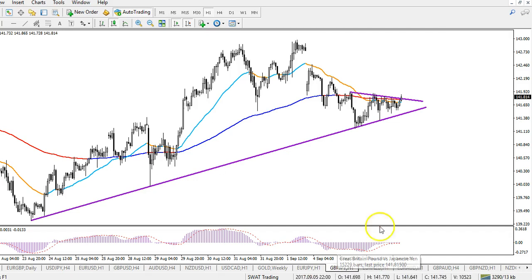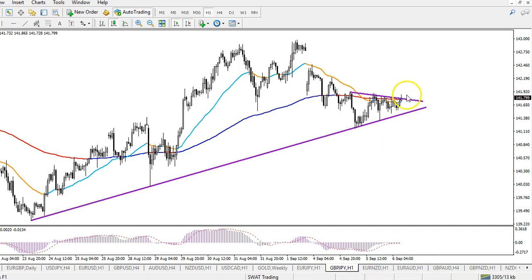Pound yen in a triangle, very indecisive. I think that the break might be limited because price is so choppy that if it does break, it could go back fast to this area. So be careful of the breakout on the pound yen. It seems a bit wishy-washy in a way. It's not that great of a pattern at this moment.